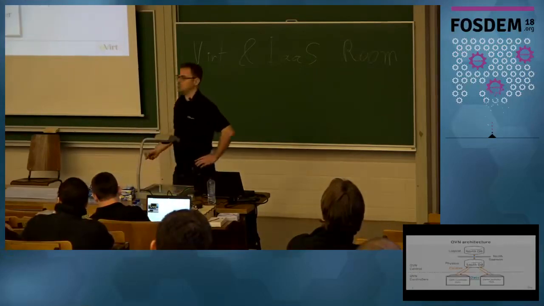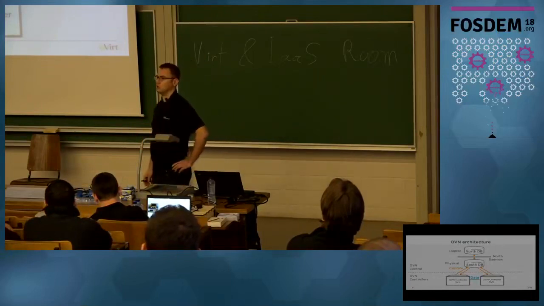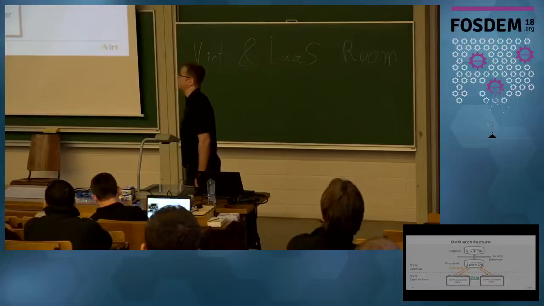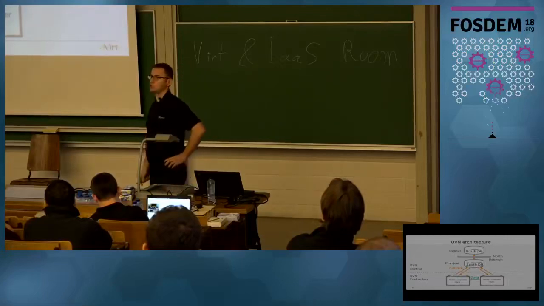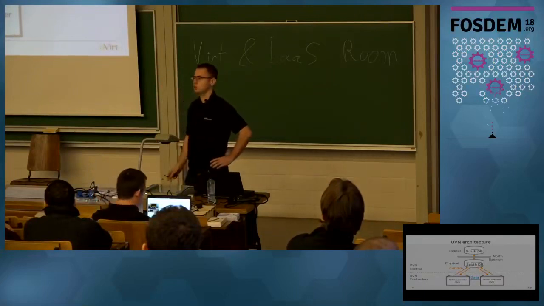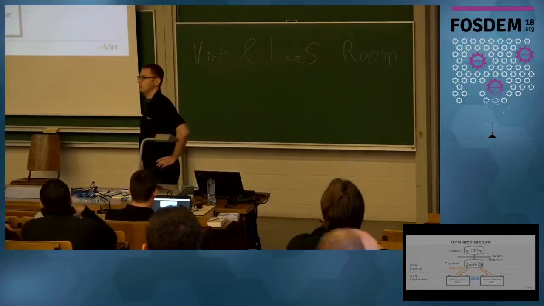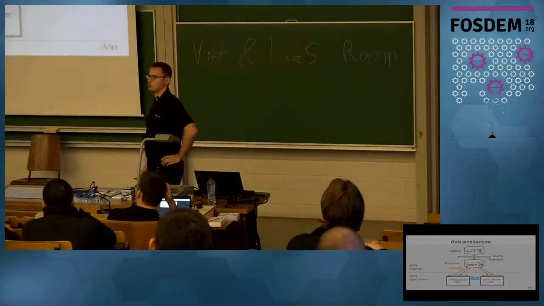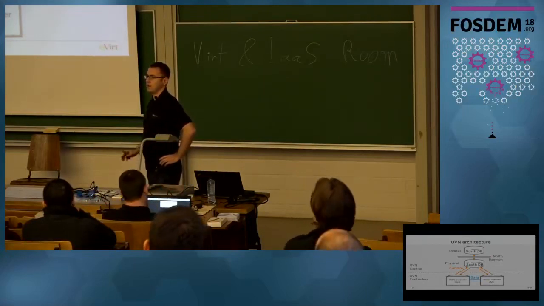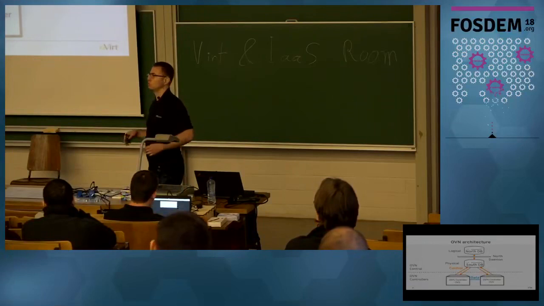The OVN architecture. Architecturally, OVN consists of two layers. We have the OVN Central and the distributed OVN controller. OVN Central consists of two databases. We have the North database, which holds the logical state of the system. This is the state that we desire. And the South database. The South database holds the physical state of the system, and it also holds the mappings between the physical devices and the logical entities.